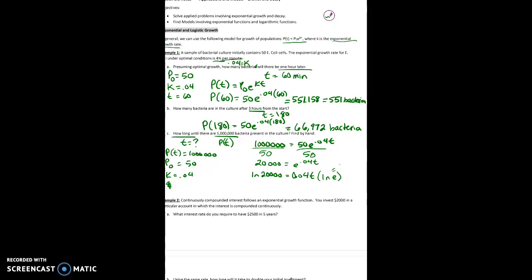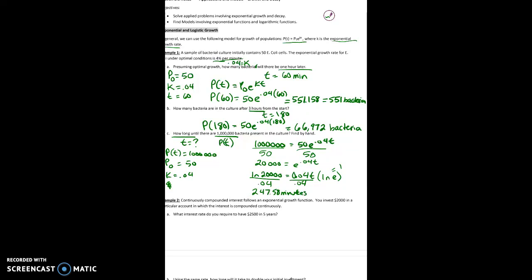And you guys know the natural log of e is 1. So really, that's not even there. So then we're just going to divide this by 0.04. I just think it's easier to do that instead of actually finding what the natural log is and having to approximate it. So then what I get is 247.58 minutes.